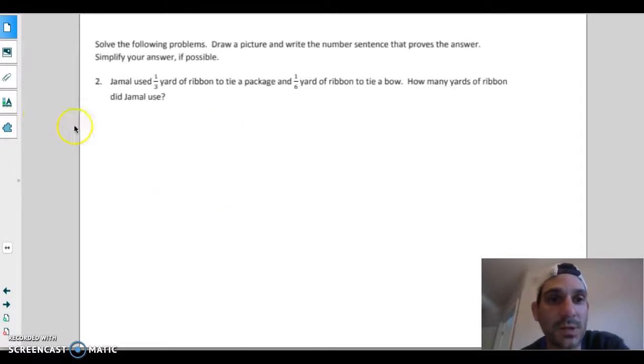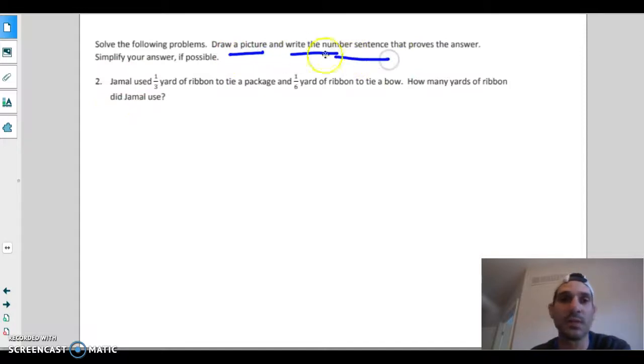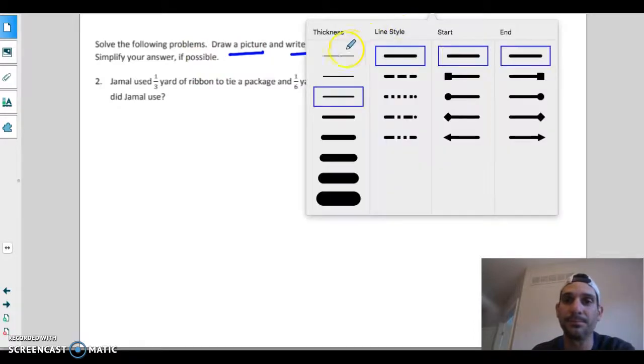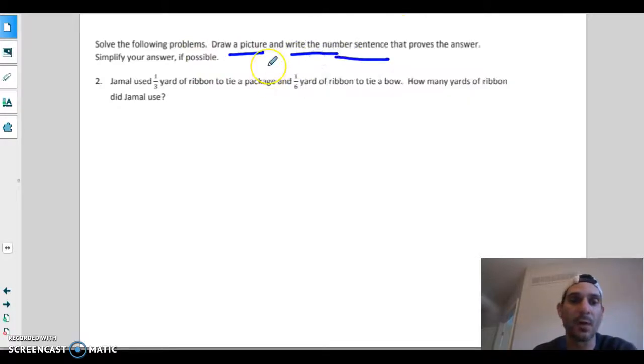It says solve the following problems. Draw a picture and write the number sentence. Picture and number sentence that proves the answer. Okay, simplify if possible. Hopefully we get this to reduce here, because we can get to reduce on the other one. So some of you guys are like, wow, does that need to be reduced? Okay, so it uses 1/3, plus 1/6. So it's basically 1/3 plus 1/6.